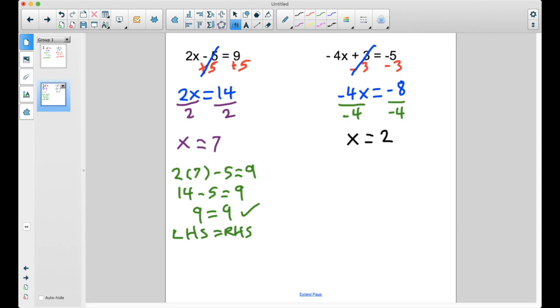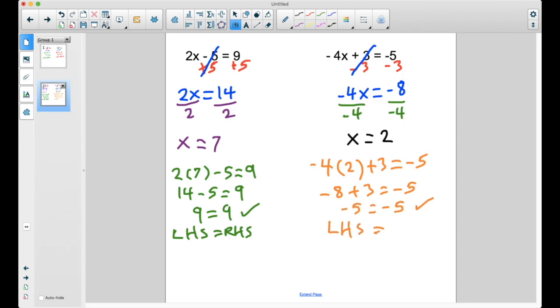Let's check our answer one more time here. We're going to plug that 2 back into the original equation. We'll have negative 4 times 2 plus 3 should give us negative 5. So negative 4 times 2 gives me a negative 8, plus 3 is equal to negative 5. We know that negative 8 plus 3 is negative 5. So once again, the left-hand side is equal to the right-hand side.